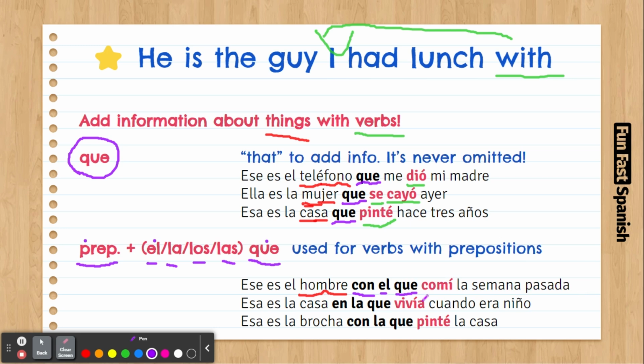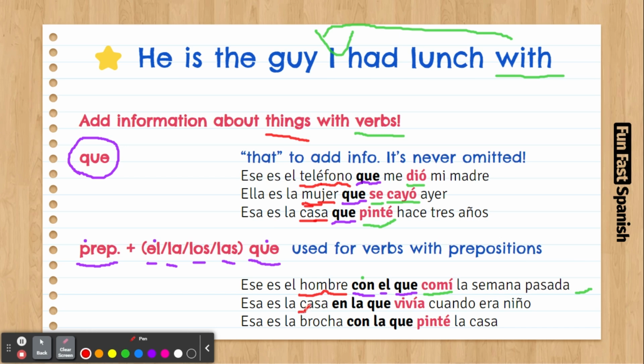So comer con alguien. If you put it comer, you can say comer to eat with somebody. Comer con alguien. So ese es el hombre, that's the man, con el que comí la semana pasada. That's the man I had food with last week. And the with doesn't go at the end. The with goes before, goes first. Another example. Esa es la casa.